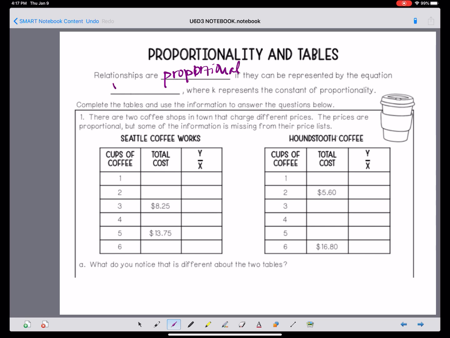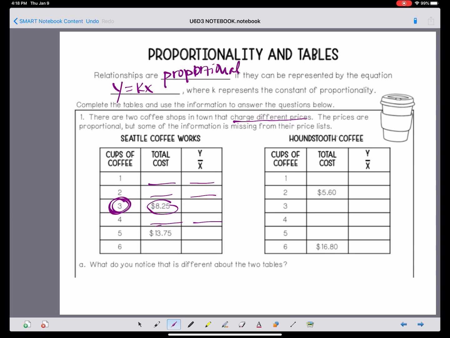represented by the equation y is equal to k times x. So there are two coffee shops where we're going to compare some prices. They charge different prices. The prices are proportional, but some of the information is missing from their price lists. So you'll notice these prices are missing, and we're definitely going to have to find all of them. What we do see here is that for 3 cups of coffee, it's going to cost us $8.25.